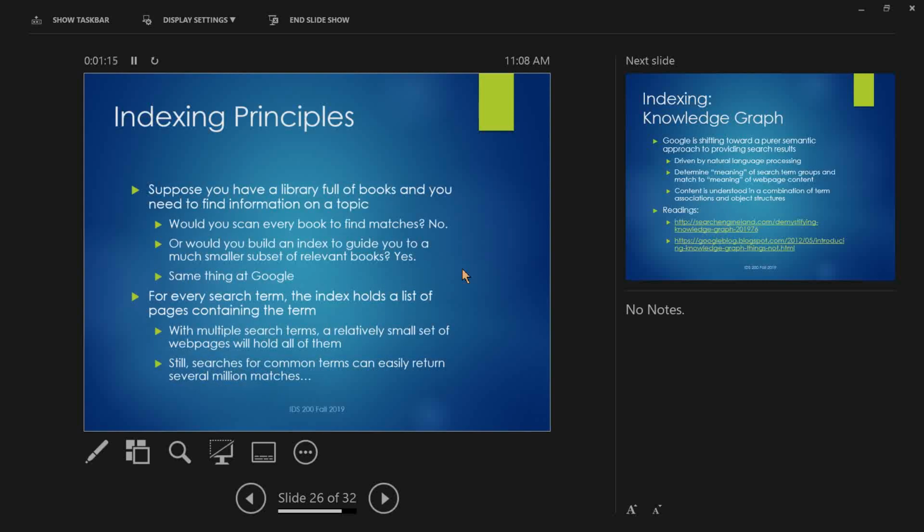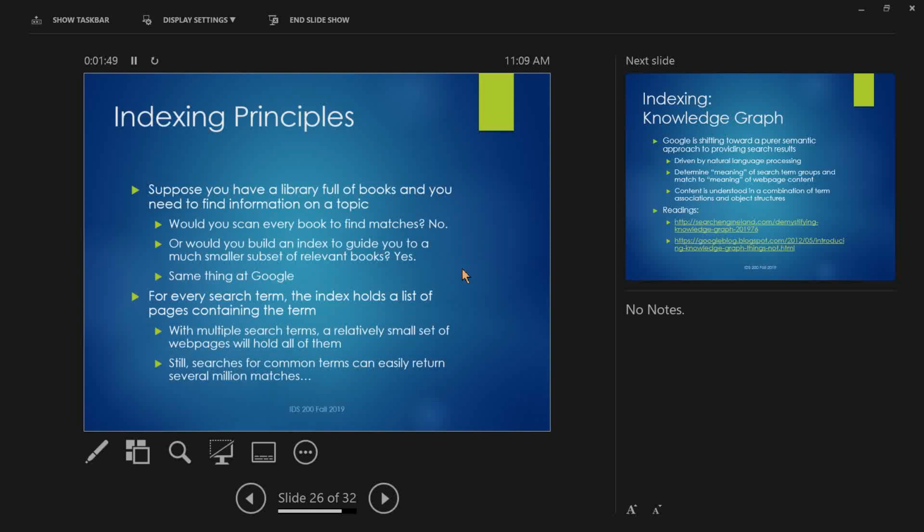Suppose you have a library full of books, like the library over there, and you need to find information on a particular topic. Obviously, you wouldn't scan every book to find matches. You wouldn't start at the first book, read through the whole thing, close it, then go to the second book, and spend the next 100 years in the library doing that. Instead, you would have some kind of index to guide you to a much smaller subset of books that probably have something relevant about the topic. We understand how to look for books in the library.